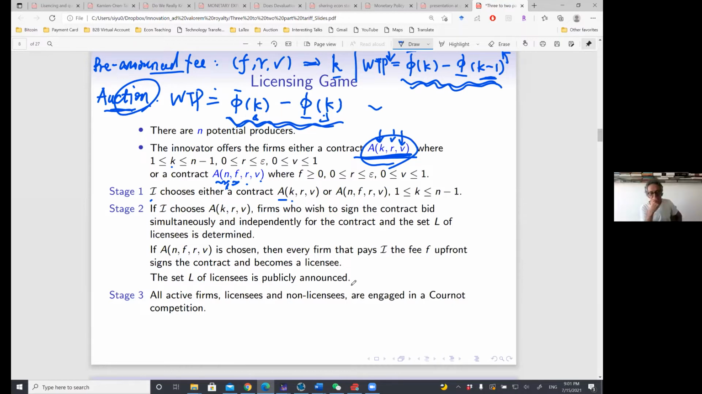Okay, thank you. So now let's describe the game. Stage 1, the innovator chooses a contract K. We finished stage 1. Then stage 2, the firms decide whether to bid for a contract or not, and if in, a firm decides either to accept it or not. Then at the end of stage 2, the set of licensees L is publicly announced. Everyone knows who is a licensee. And stage 3, all active firms, licensees or non-licensees, compete in quantities. Okay, so this is the game.